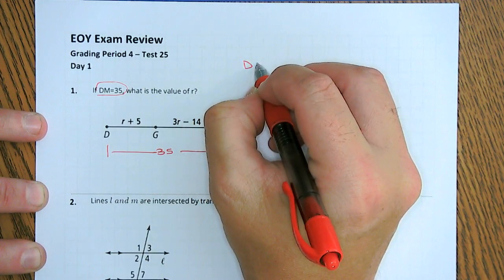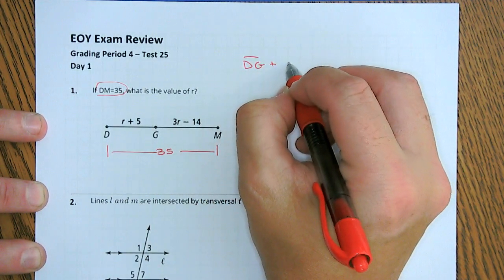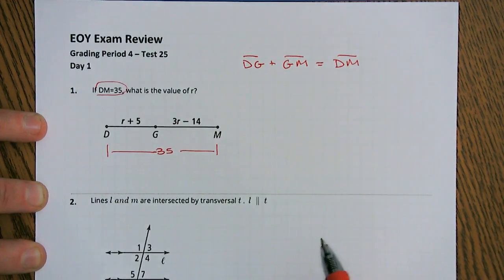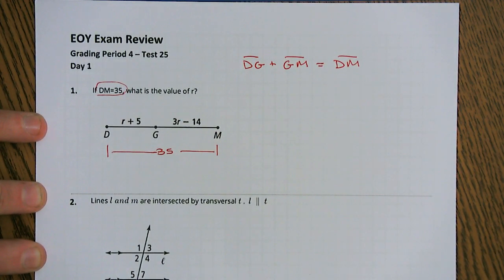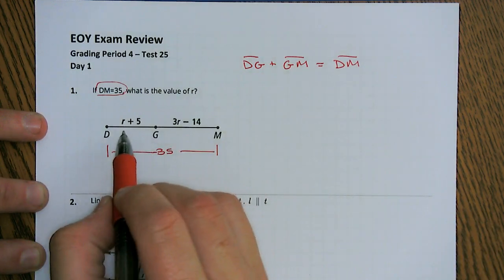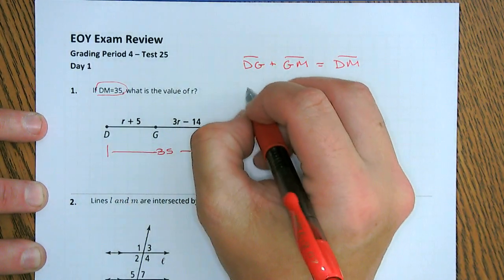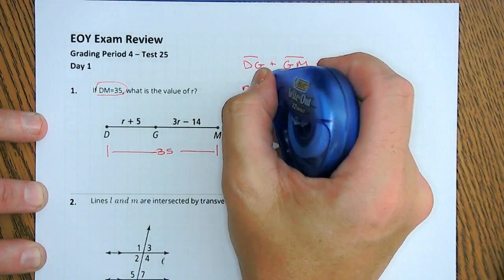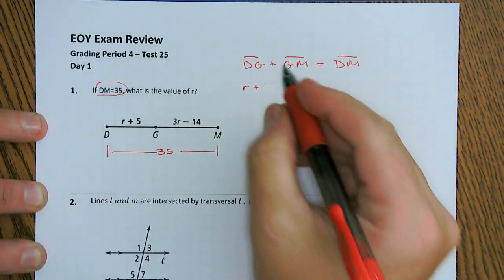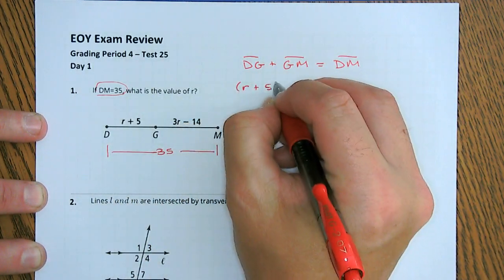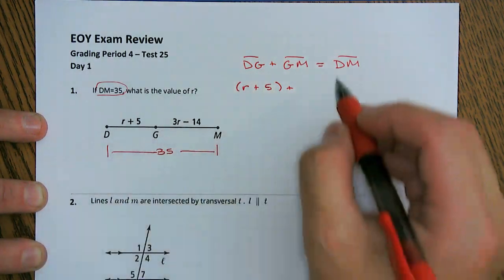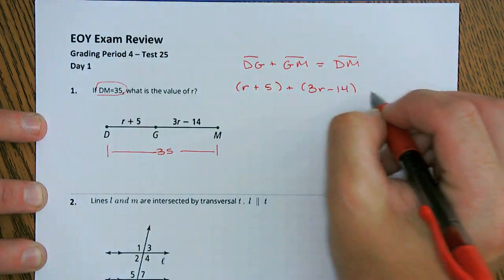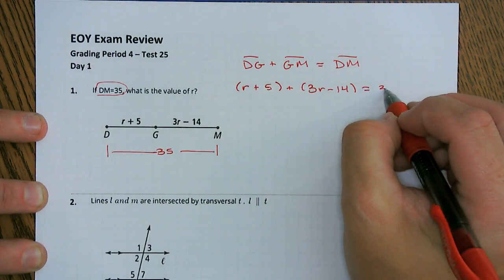So let's figure this out here. We've got DG plus GM is going to be equal to DM. But we know what each one of those is, so we can just go ahead and substitute those values and expressions in. So DG is R plus 5. So R plus 5, that's our DG, to which we're going to add the GM, so 3R minus 14. And that's going to be equal to DM, 35.